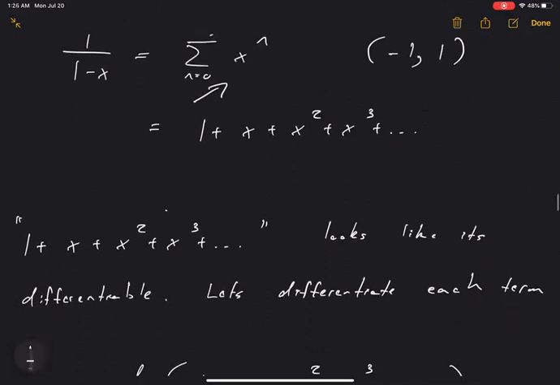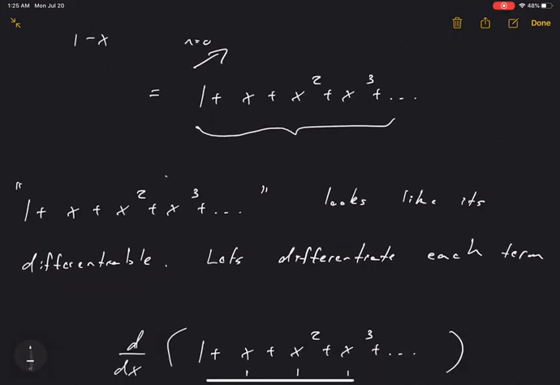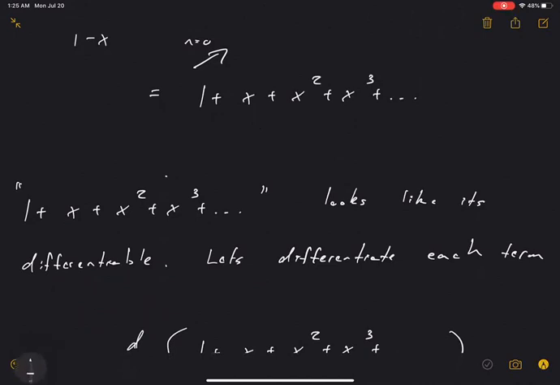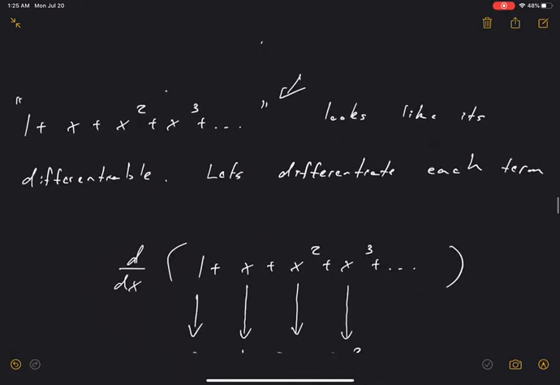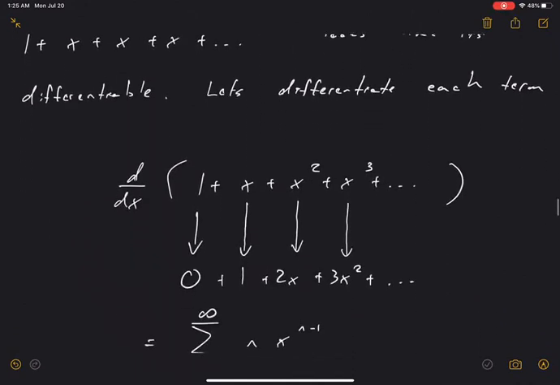That power series, I could think of as an infinitely long polynomial. It's a polynomial that goes on forever, and polynomials are differentiable. There's nothing tricky going on there. So I hope that this infinitely long thing is also differentiable. It looks like it is, so let's just differentiate each term and see what happens.